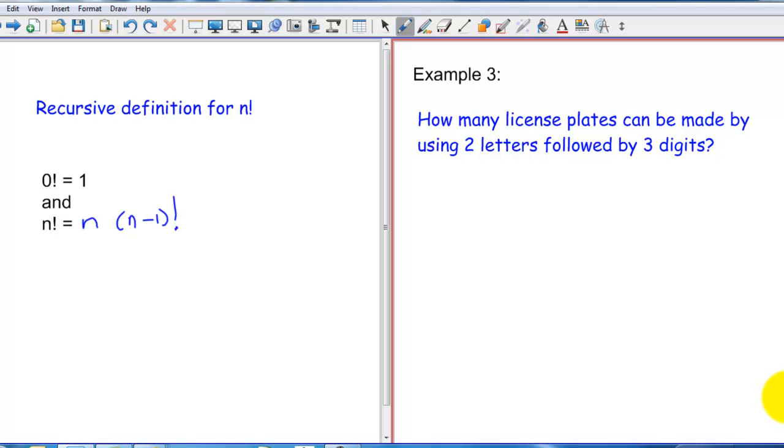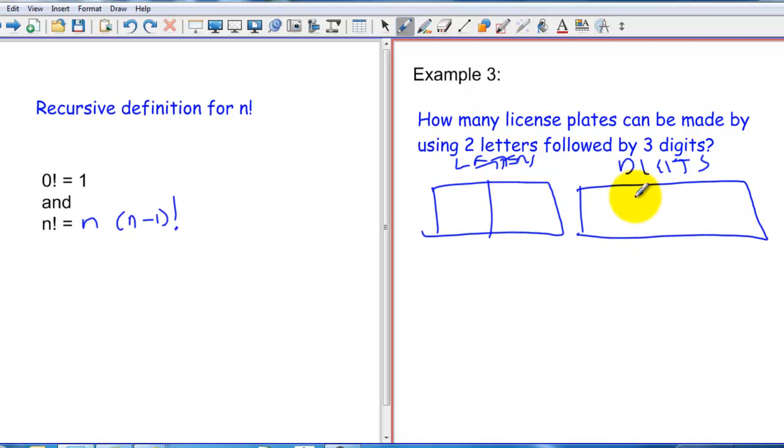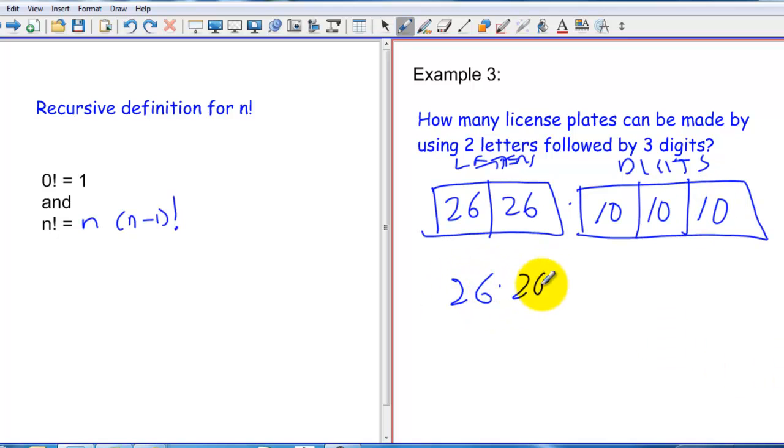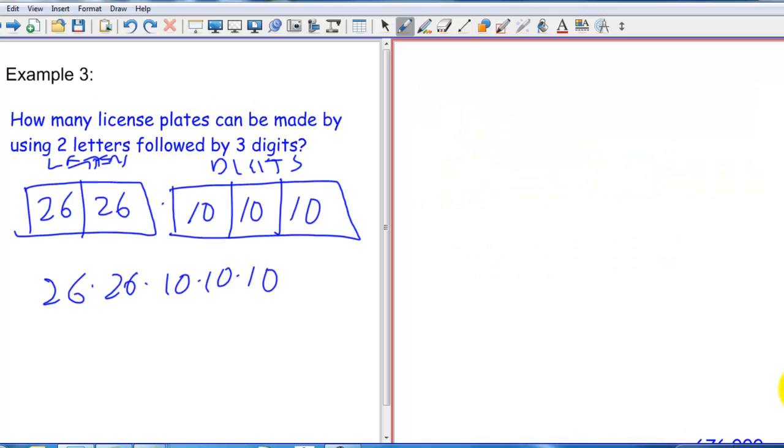How many license plates can be made by using 2 letters followed by 3 digits? Well, make room for your 2 letters. So these are our letters. And we're going to have 2 of them. And then we're going to have some digits, followed by 3 digits. And we're going to multiply all these together. We have 26 letters, and we don't use them up. And then there's 10 digits, 0 through 9. 26 squared times 10 times 10 times 10, and that works out to be this huge number. I don't think I need a whole page for this: 26 squared times 1,000.